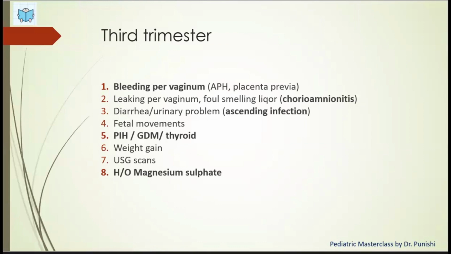A very important question is whether there was any leaking of foul-smelling liquor, to look for chorioamnionitis. Any infection in the mother, whether it's chorioamnionitis or an ascending infection like a UTI, can affect the fetus and cause infection in the fetus, which can lead to meningitis in the neonatal period, sepsis, and again damage to the brain. So ask about infection in the mother, any fever, UTI, diarrhea, or foul smelling liquor, because all these conditions can predispose to developmental delay.